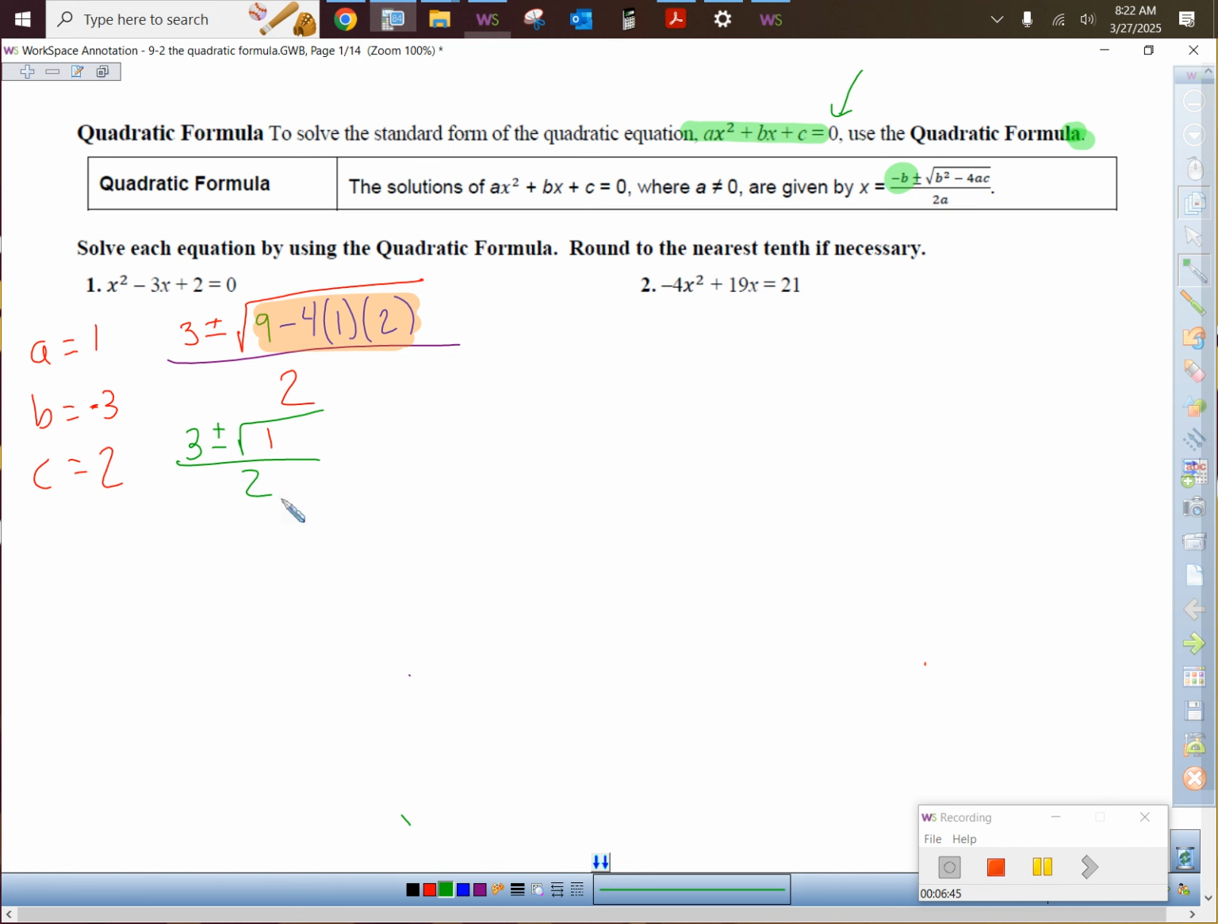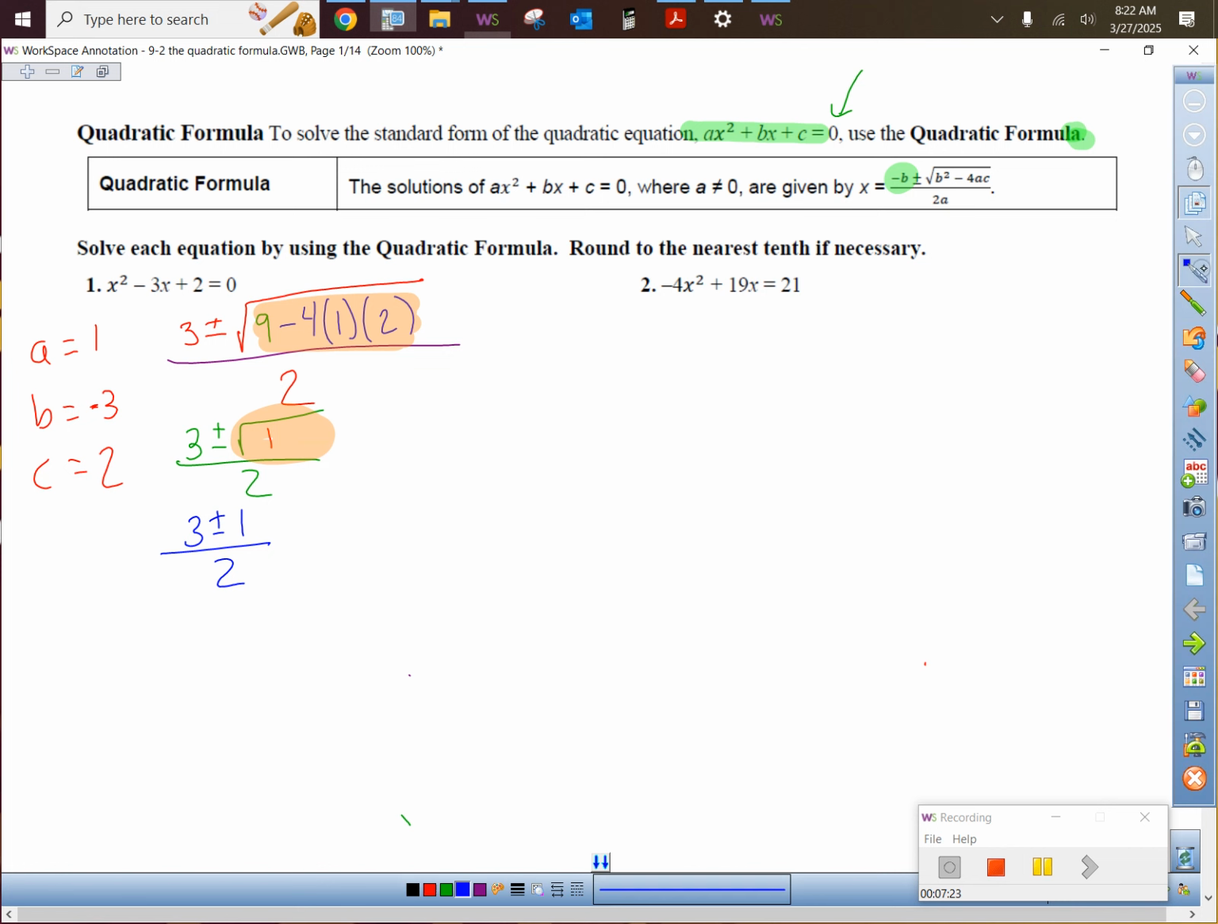What is the square root of 1, my friends? 1. So now I will simplify this to become 3 plus or minus 1 over 2. How do you feel about this orange blob cleaned up to actually be the number 1, right? The square root of 1 is 1. How many answers are there? 2 of them, right? There's totally 2 of them.